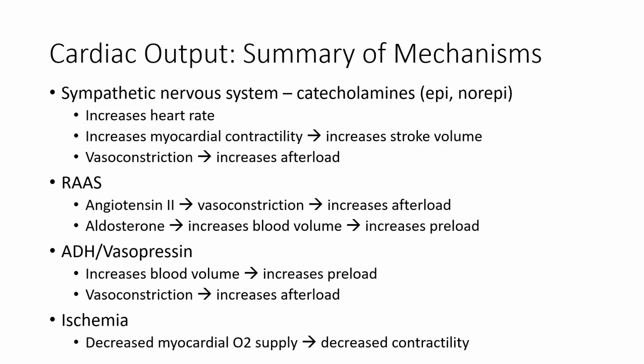Cardiac output can also be affected by the renin-angiotensin-aldosterone system, or RAS. Activation of RAS leads to the production of angiotensin II. Angiotensin II is a vasoconstrictor, and so that is going to increase our afterload. RAS activation also leads to the production of aldosterone. Aldosterone goes to the kidneys where it saves sodium. Water follows, and thereby it increases our blood volume. And so aldosterone can increase that venous return or increase that preload.